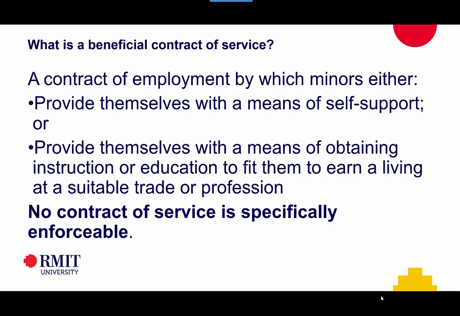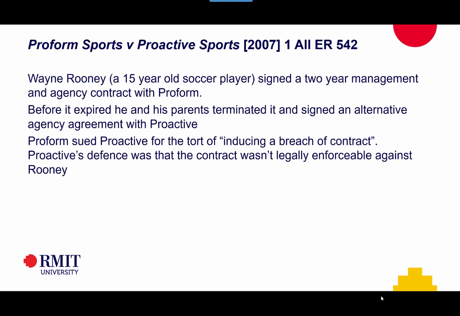So, clearly it's a contract of employment. Apprenticeships are beneficial contracts of service, but there is a broader network of services or contracts that might fall into that category. So they're contracts that provide a minor with a means of self-support, or provide the minor with a means of obtaining instruction or education to fit them to earn a living at a suitable trade or profession.